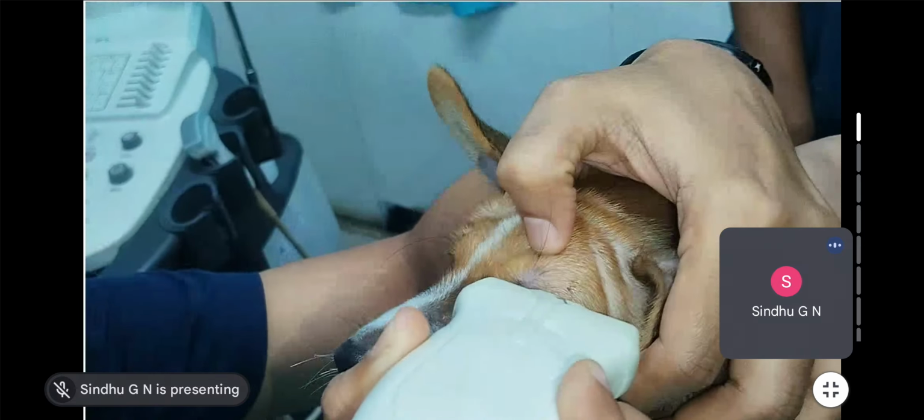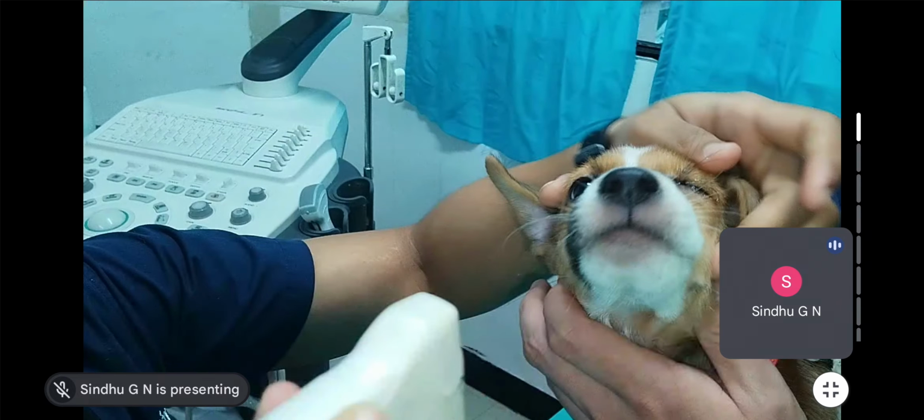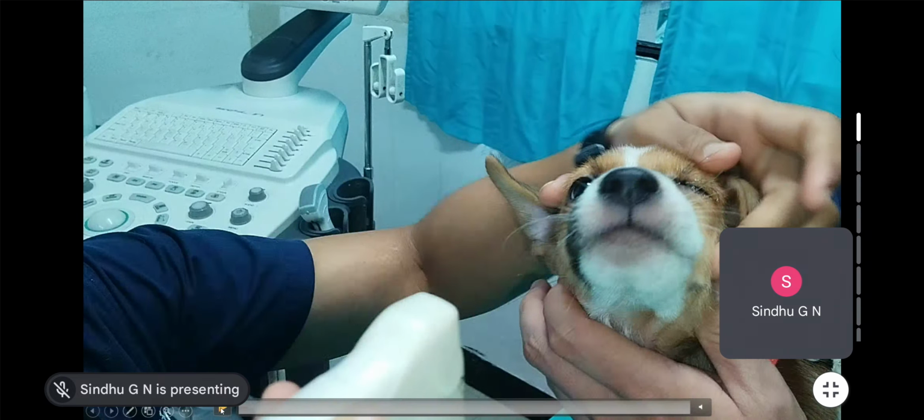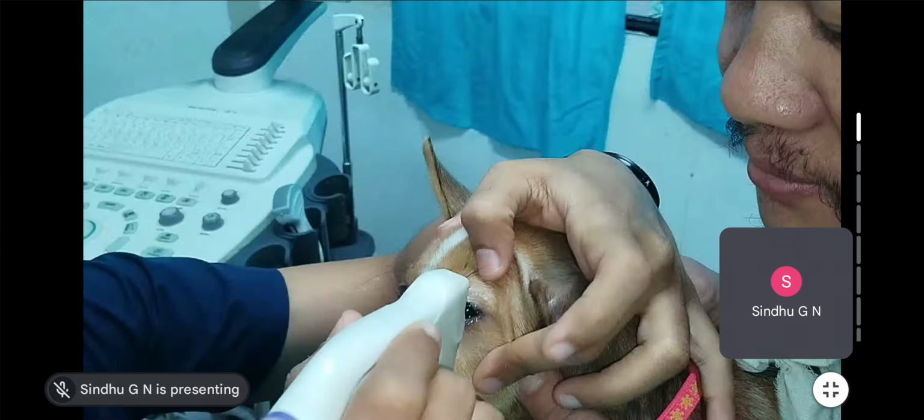And the second one is the longitudinal. The first one was transverse. This is the longitudinal. Exactly perpendicular to the transverse view, we keep the probe. It's not so comfortable.